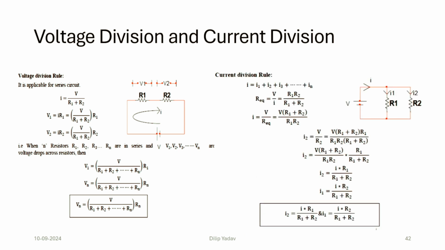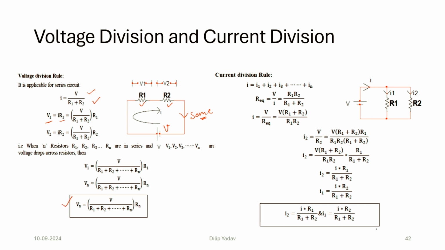Now we have another tool that is known as the voltage division rule. If the total voltage is V, and V1 and V2 are the two voltages across the resistances R1 and R2, the current remains the same. As we said, in series the current remains the same. So I will be equal to V upon R1 plus R2. So V1 will be equal to I times R1. By taking this value, we will calculate that Vn will be equal to the voltage.